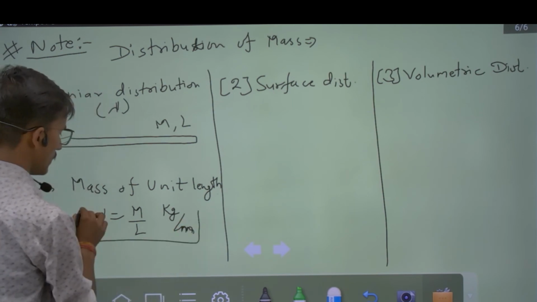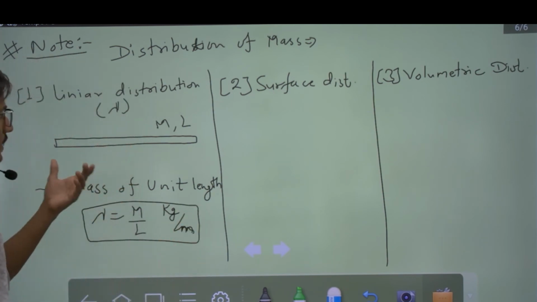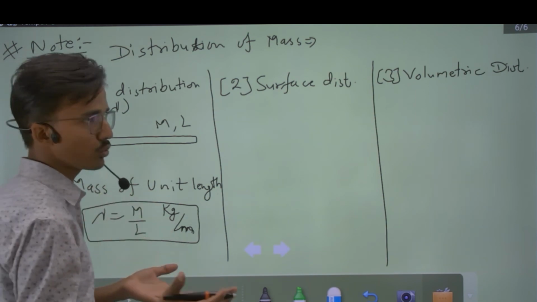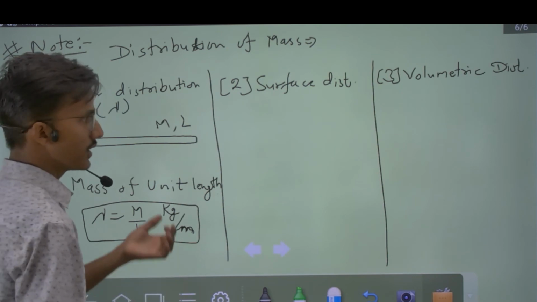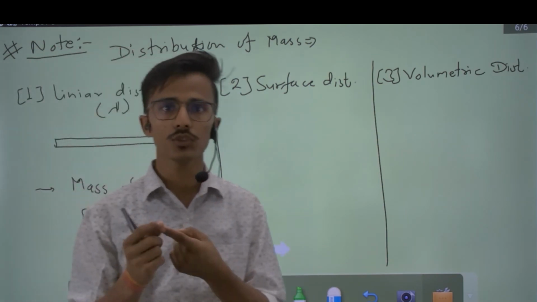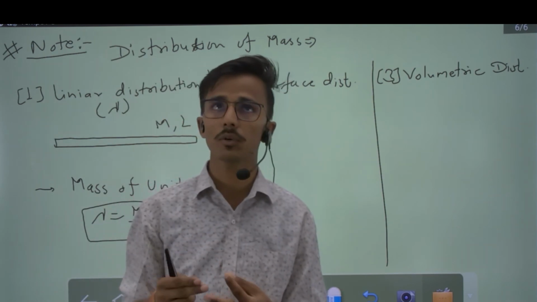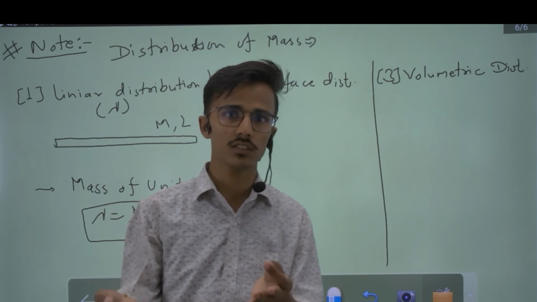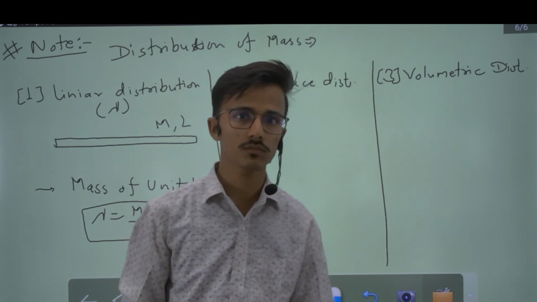Okay, so if a lambda of something is given and someone asks what is the total mass of 3 centimeter or 2 centimeter or x centimeter, then multiply this x to the lambda and you will get your answer, because lambda is the mass per unit length. If he is asking about the total mass of x centimeter, then just multiply x centimeter by the lambda.